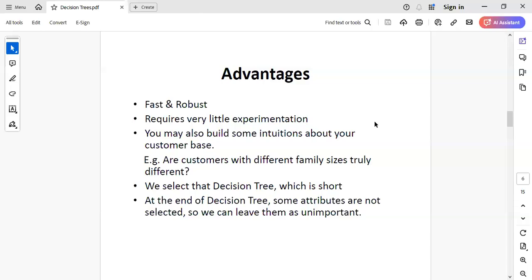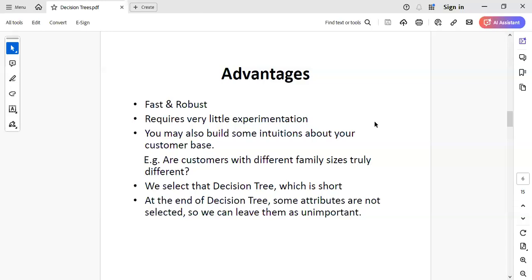So decision tree requires very little experimentation. It can handle a few things by itself. Again, it is a problem, how? I will explain. Then you may also build some intuitions about your customer base. Intuitions means rules. So decision tree is the only algorithm which will generate rules by itself.